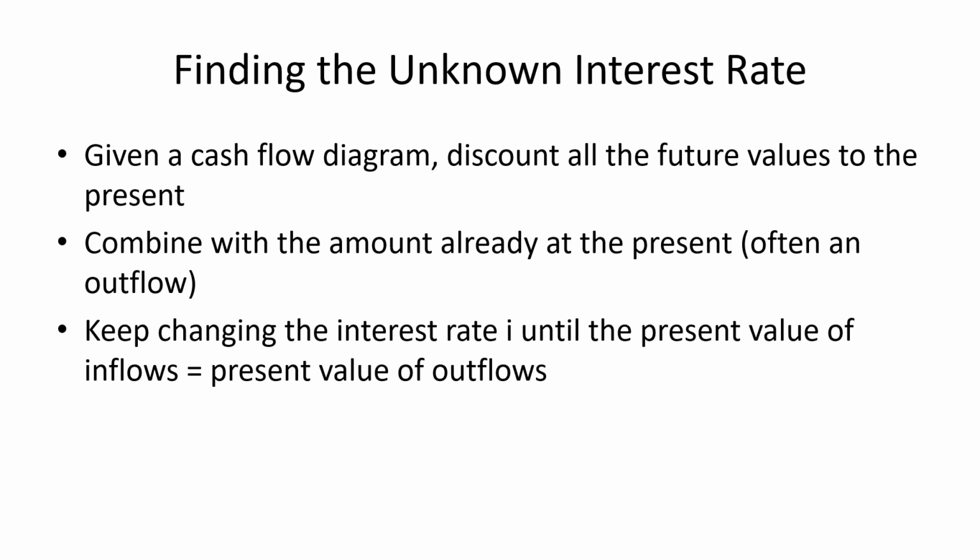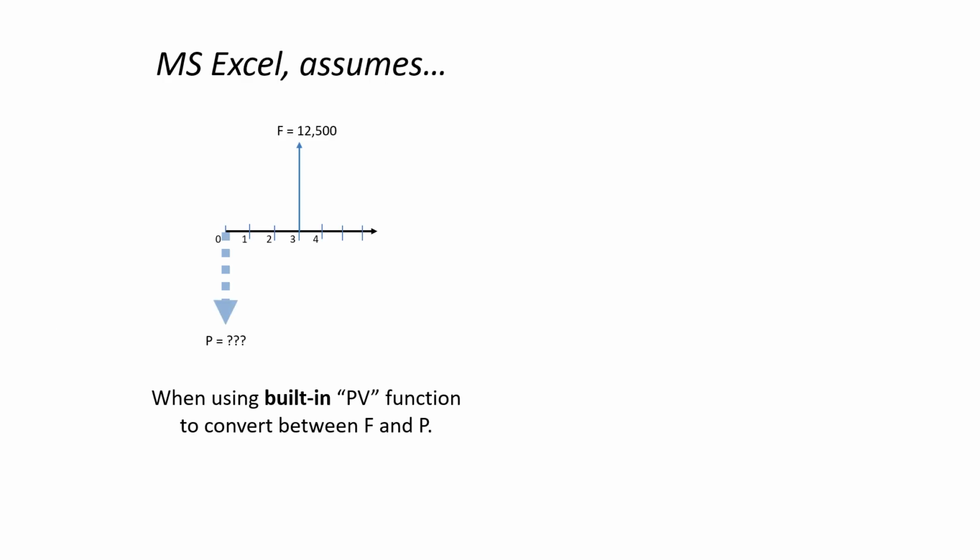What you do is you discount the future amounts to the present, and then you combine it with whatever was already at the present, and then you keep iterating, meaning changing the interest rate, until the inflows and the outflows are equal to each other, meaning that there's balance.